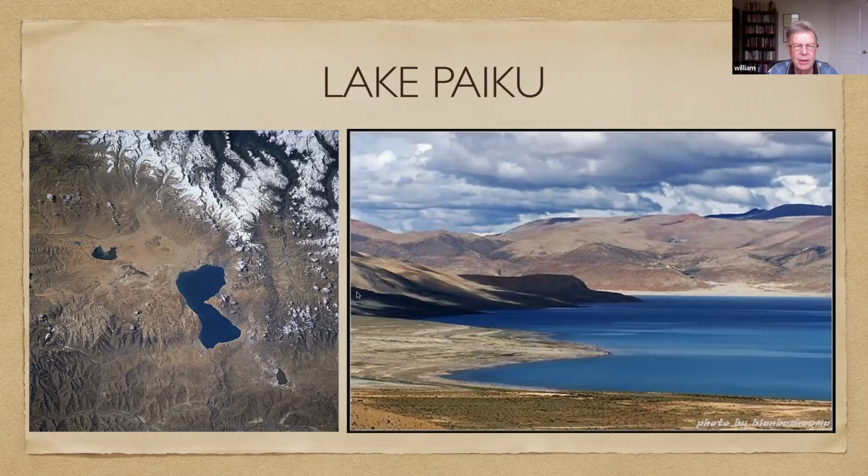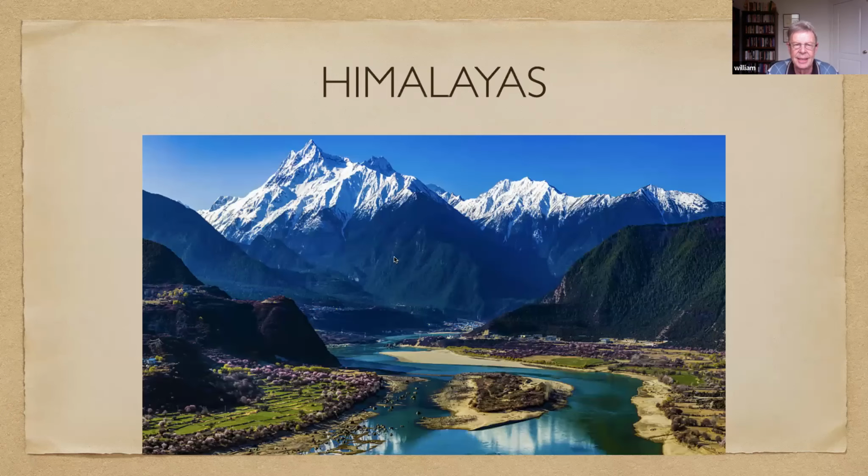So those are the 2 main regions, one stretching north and west, the other north and east, the lake region and the river region. And at the border of the river region, again, are the Himalayas.